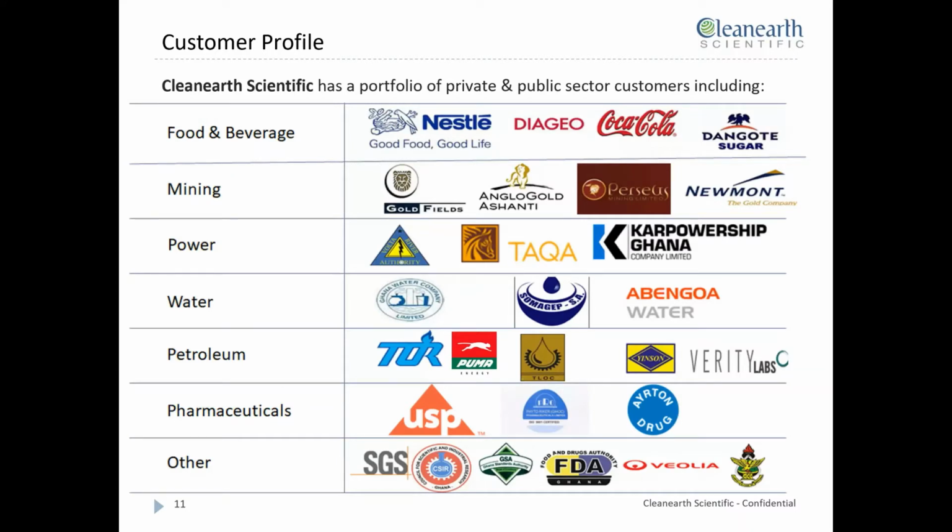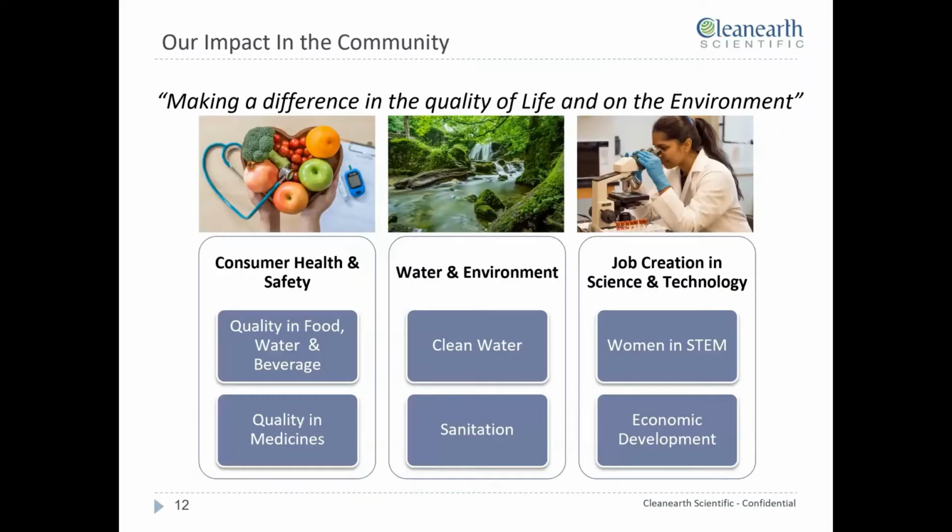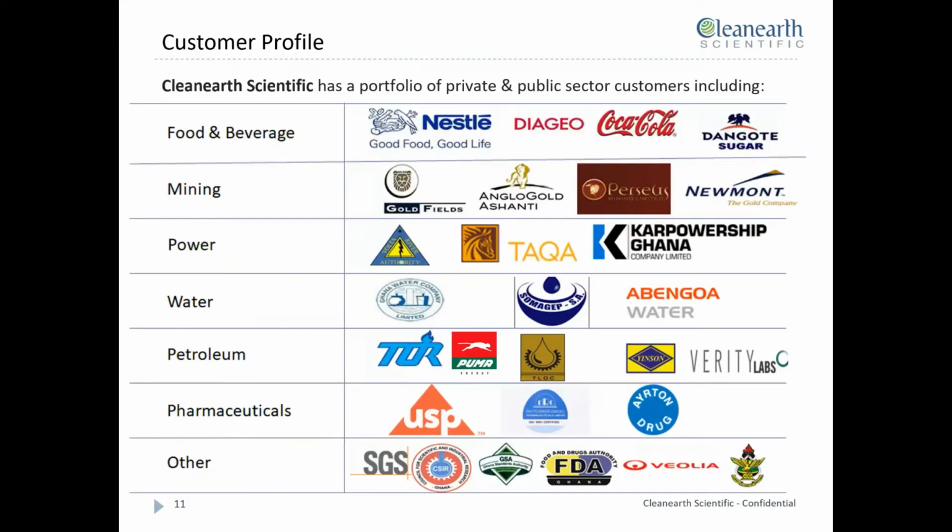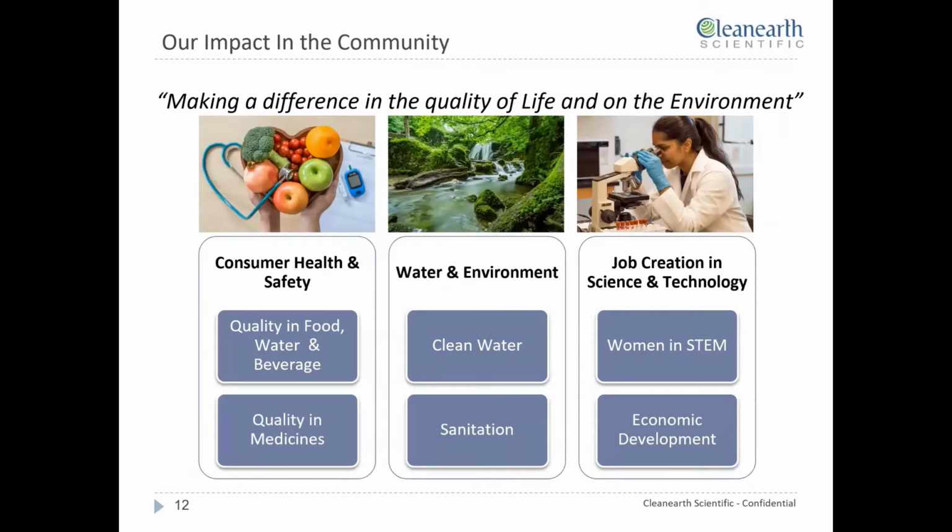Within municipal water, of course, Ghana Water is our biggest client within that space. Abengwa Water is also there. Petroleum, we work with Tema Oil Refinery. We also support and supply Puma Energy, Temaliu, Jensen, Verity Laboratory. Within the pharmaceutical space, USP Ghana, Iten Drug, NS Chemist, Dax Pharma, you can mention them. And so this is just a summary of our social impact.